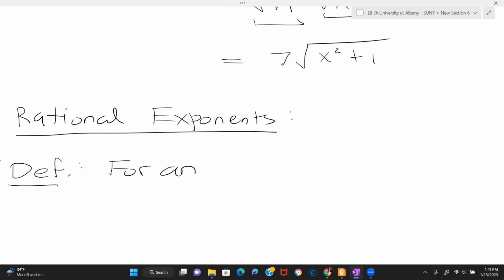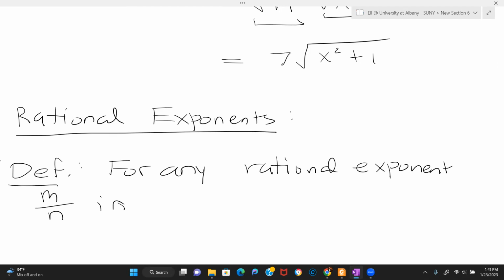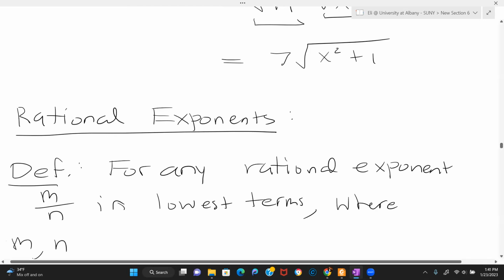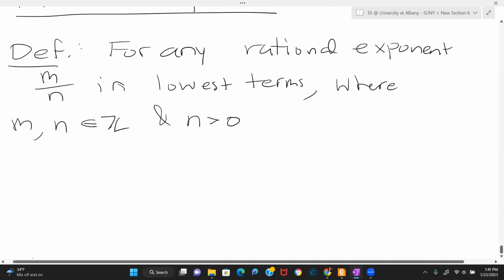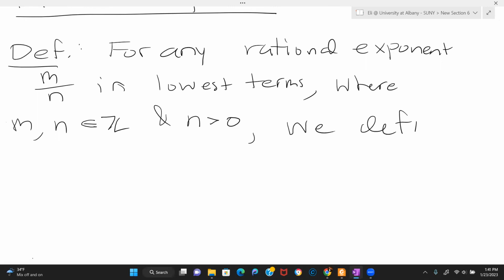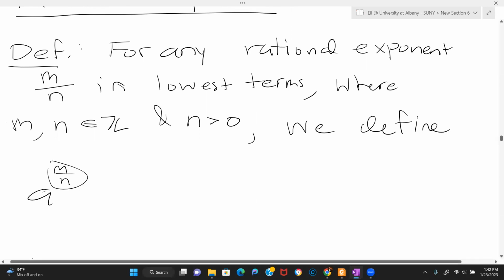So for any rational exponent m over n in lowest terms, meaning m and n don't have any common factors, of course m and n are integers, and let's say n is positive, we define a to the m over nth power. So this is our rational exponent.